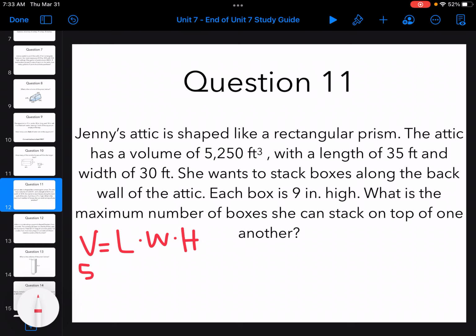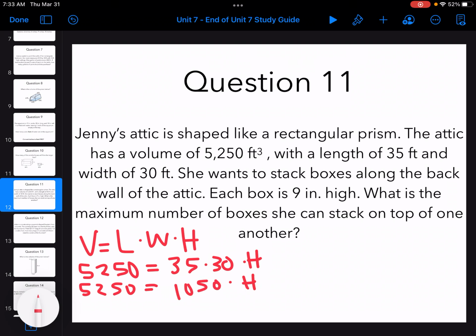And you know the volume is 5,250 units. You know your length is 35, your width is 30, and you don't know your height. So you're going to do 5,250 equals, you're going to do 35 times 30 in your calculator, and you get 1,050 times the height. Well, that's a great one-step equation.